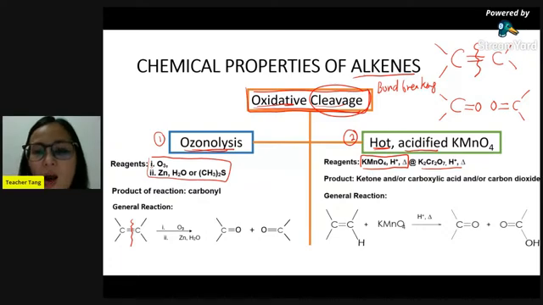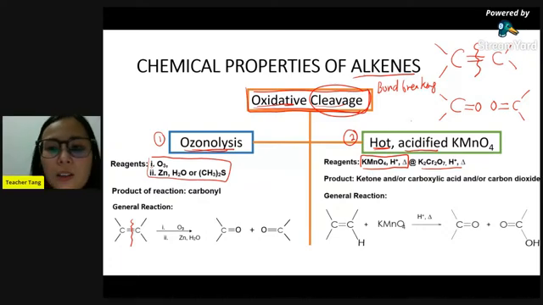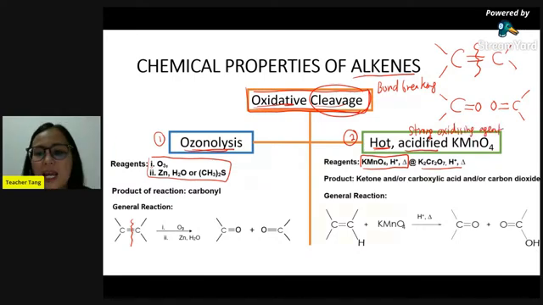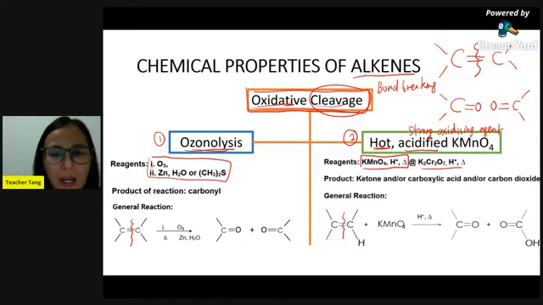Hot acidified KMnO4 is a strong oxidizing agent. When a strong oxidizing agent is used, it is still the same: you will break the carbon-carbon double bond. After breaking the carbon-carbon double bond, they will gain oxygen. But be careful if you are having H here. So this one breaks, and you will get something like this.